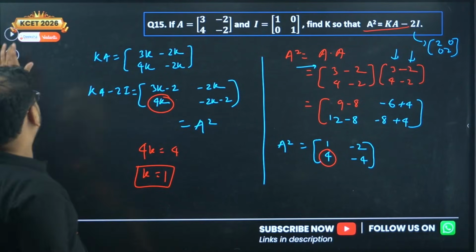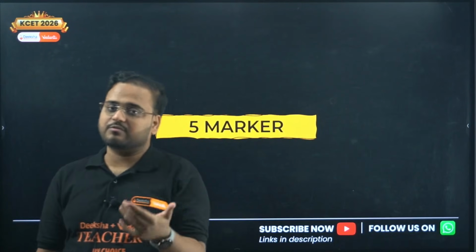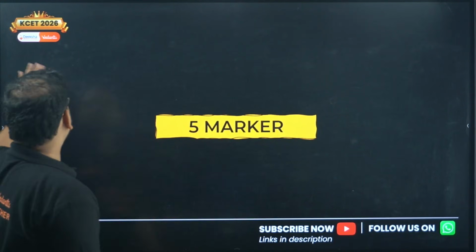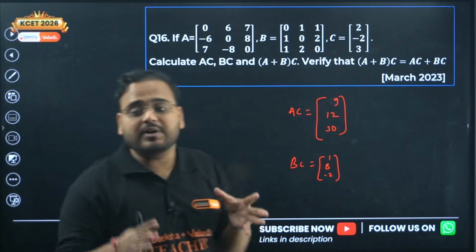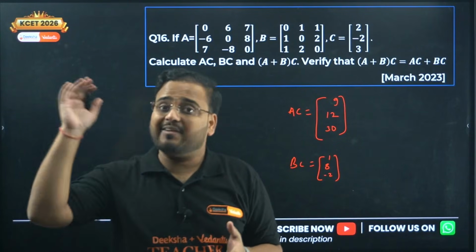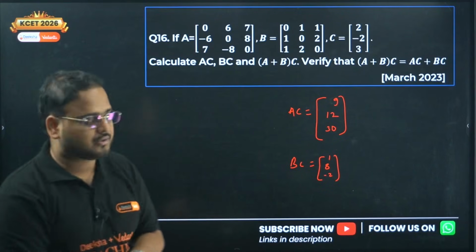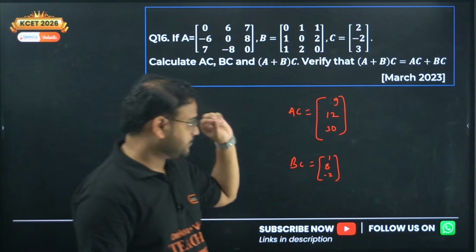Next one. 5 marker now. So we have done 3 markers, and now we are moving to the 5 marker as well. So what are we doing right now? We are doing a complete revision of the chapter matrices alongside the concepts for every type of question they're going to expect us to answer in the board's examination. Okay.